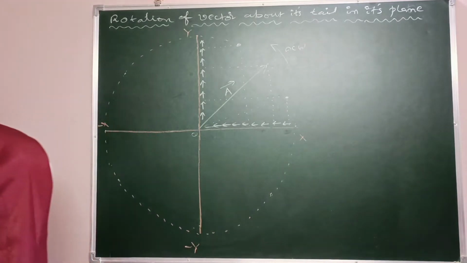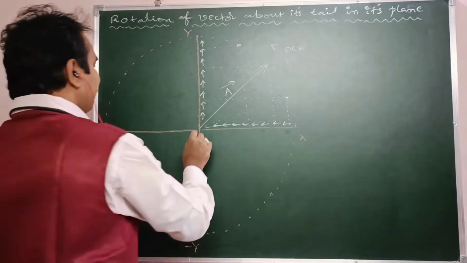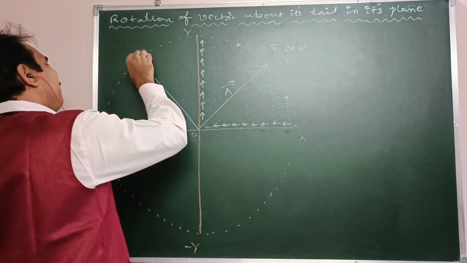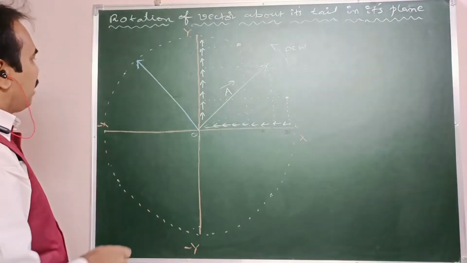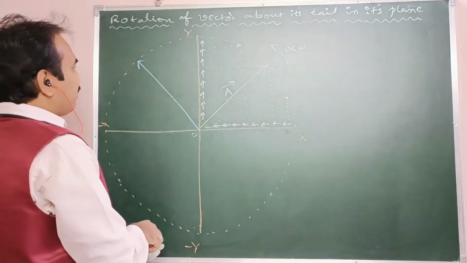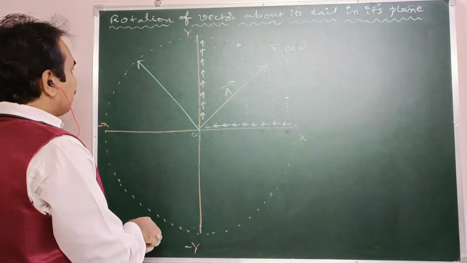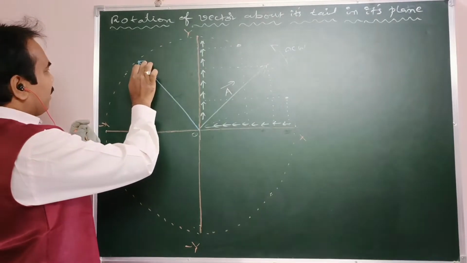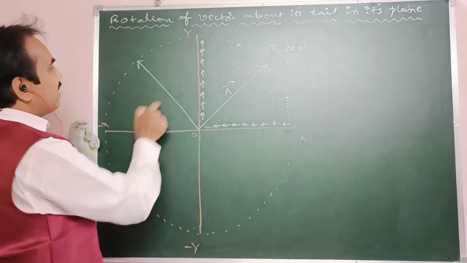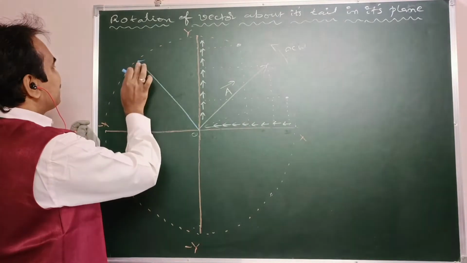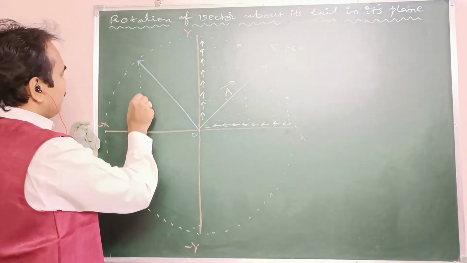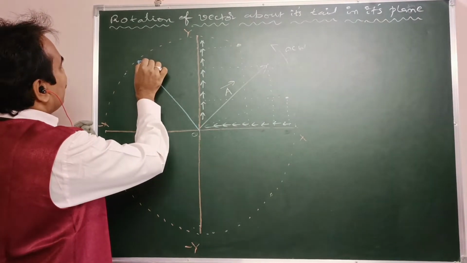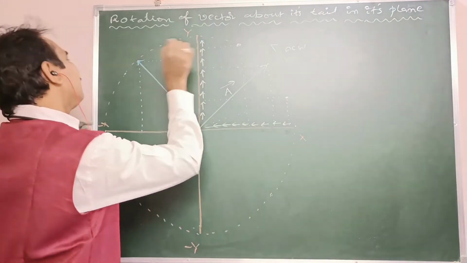For example, I am taking the same vector like that. This is the given vector. Now what about the coordinates here? How do we get the coordinates? Simply by drawing normals onto the x and y axes from the tip. Suppose from this tip I am taking a normal onto the x axis. I am taking one more normal onto the y axis.